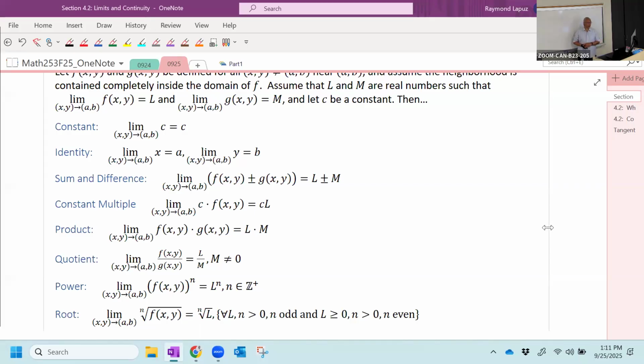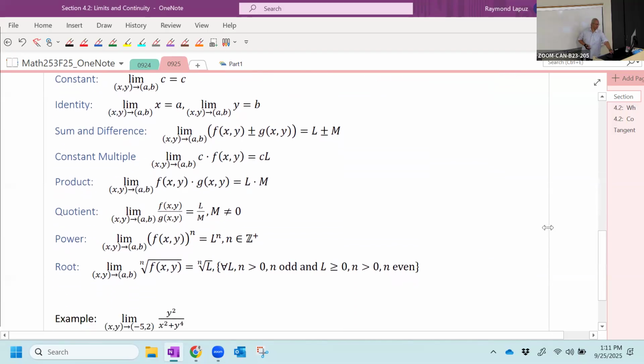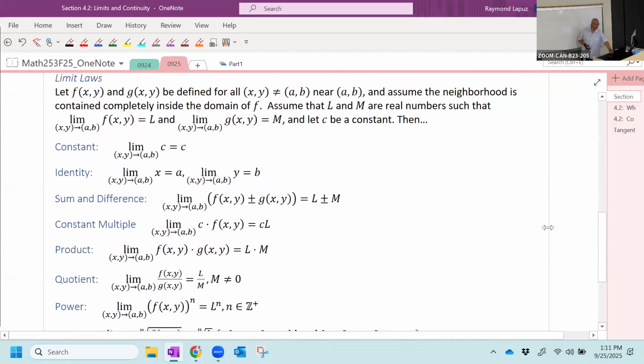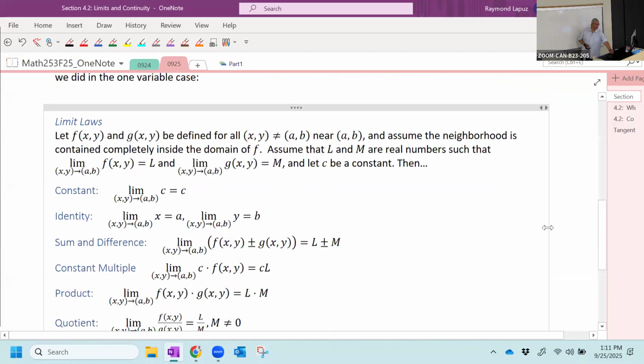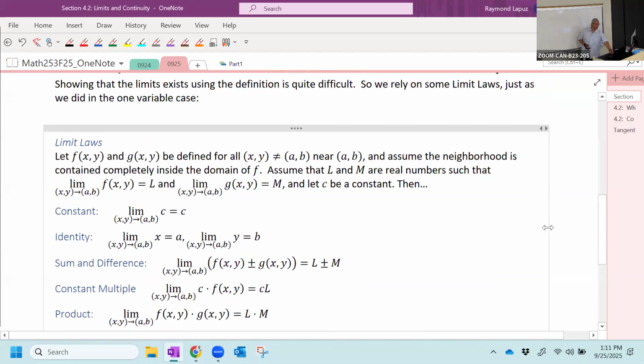Can you scroll up a little bit? Up? No, down. Down. Down a little more. Perfect.